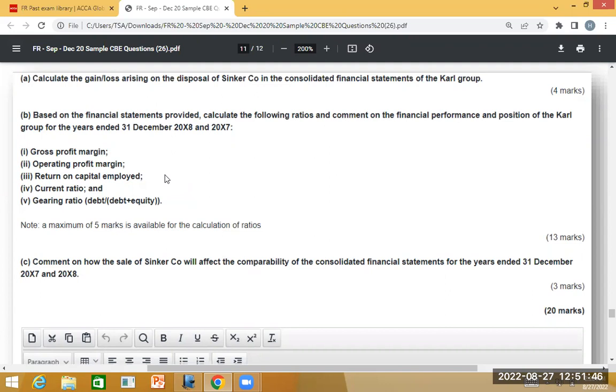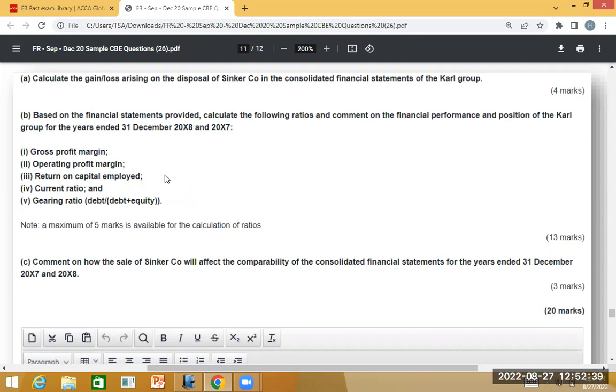Based on the financial statements provided, calculate the following ratios and comment on the financial performance and position of the Carl Group for the years ended 31st December 2008 and 2007: gross profit margin, operating profit margin, ROCE, current ratio and gearing ratio. So we need to calculate 5 ratios. If you are allocating 1 mark for every ratio, how many marks do we have for the comment? 8 marks. For 8 marks, I think 2 to 3 lines per ratio is sufficient. You don't need too much detail, but your comment should not only be based on the facts. It should include some reasoning.